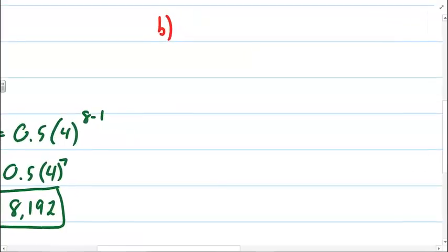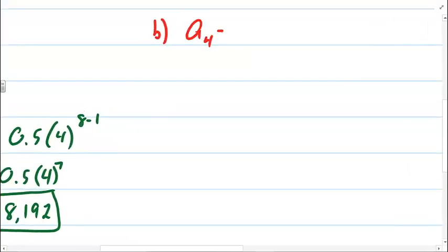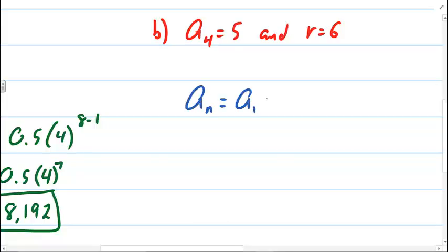Here's B. B gives me a sub 4 equals 5, and it gives me r equals 6. Okay, it didn't give me a sub 1, but I know this formula. I'm going to write it down again. A sub n equals a sub 1 times r to the n minus 1. So let's see what we know. I guess I know in a sub n, we're talking about this guy right here. It's the 4th term. It'd be the number 5.